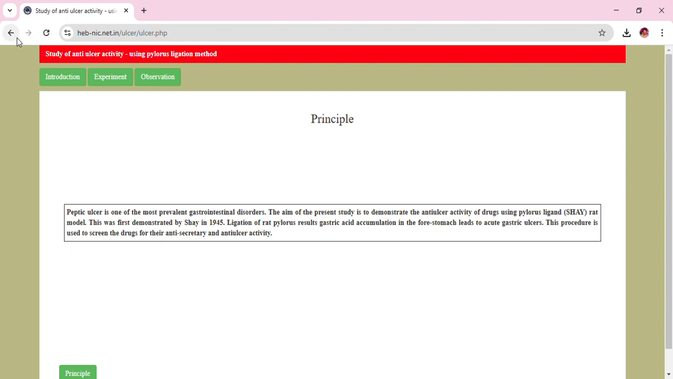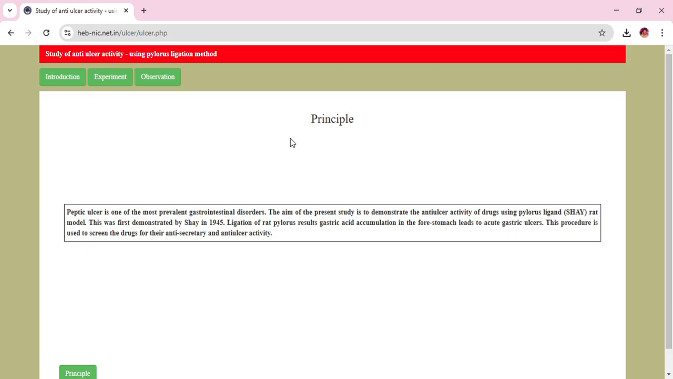Hello students. Today we will learn about the study of anti-ulcer activity using the pylorus ligation method. Here are three tabs. First one will be the introduction, second the experiment and the observation. First we learn about the principle behind studying anti-ulcer activity.